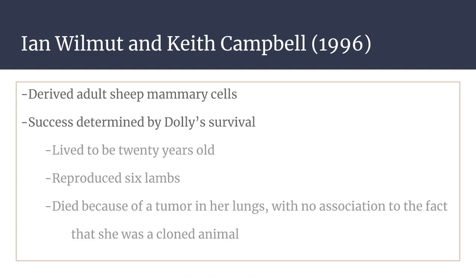So now that you understand the process of somatic cell nuclear transfer, we can go back to Ian Wilmut and Keith Campbell's experiment of 1996. So to achieve their first adult clone of Dolly the lamb, they derived adult sheep mammary cells. And ultimately their success was determined by Dolly's survival. So Dolly the lamb lived to be about 20 years old. She reproduced 6 little lambs, and she ultimately died because of a tumor in her lungs with no association to the fact that she was a cloned animal.